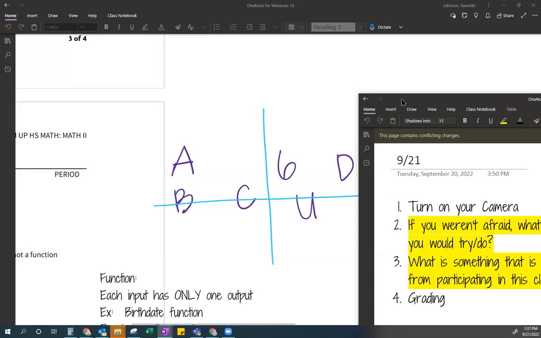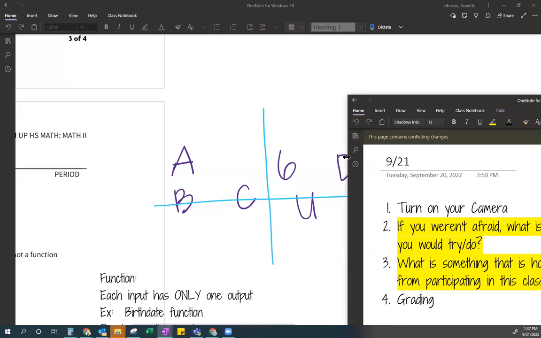Yeah, this is a no. Look, it touched it there and there. No, you can't have 2 birthdays. You can only have 1. Remember, the definition right here says each input has only 1 output. So you have 2 birthdays. You are not a function. Okay, let's try you.